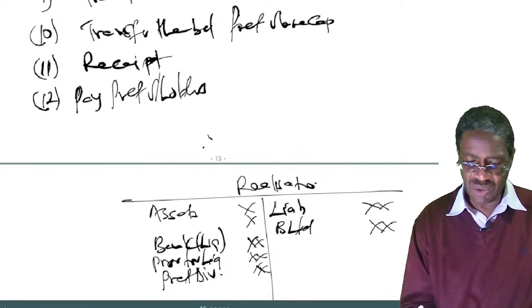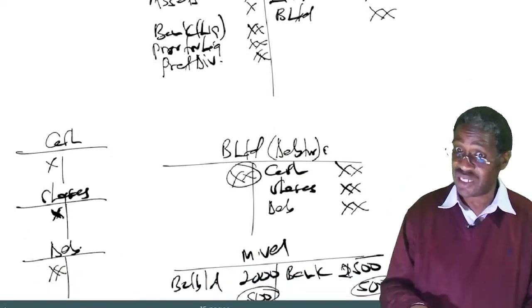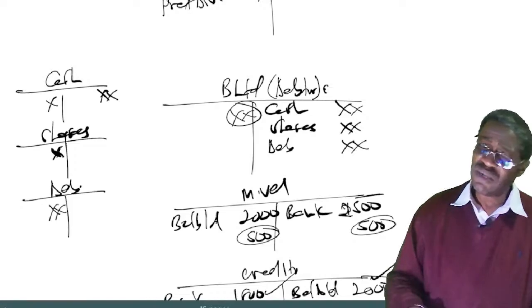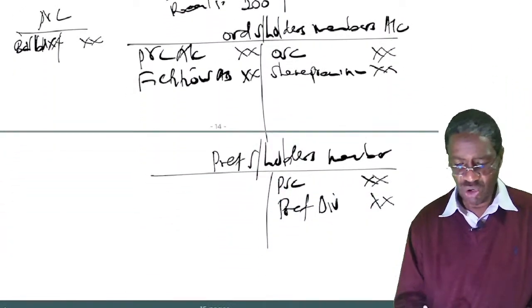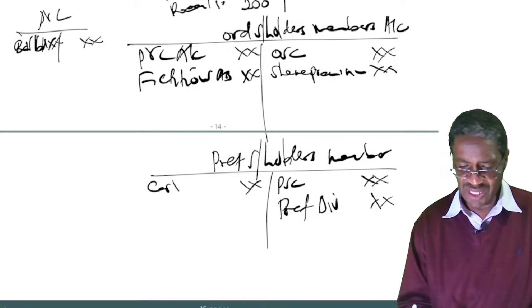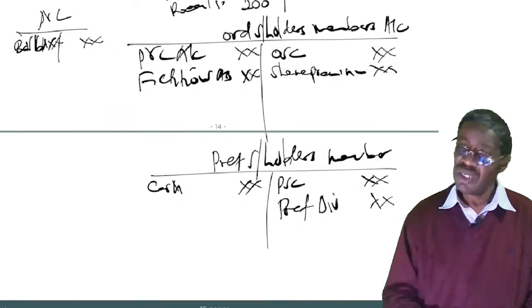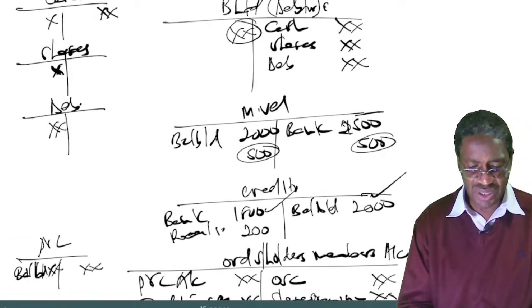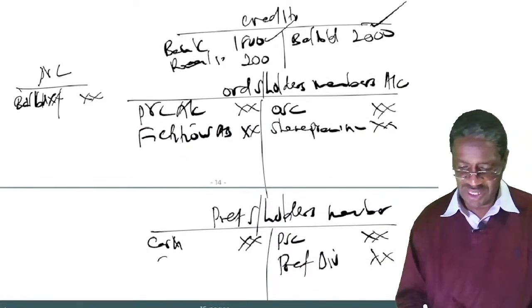Pay the preference shareholders. If you are giving them cash, you received that cash, go credit cash and debit the members, called preference here. Go debit the members, called preference, whatever it is. If the question tells you that you are giving them shares, go credit shares here and debit the members, whatever it is that you are giving them.